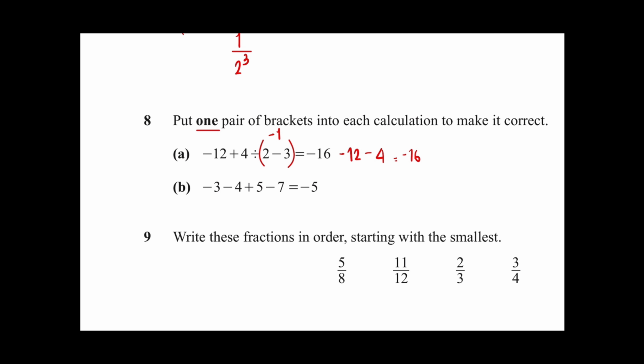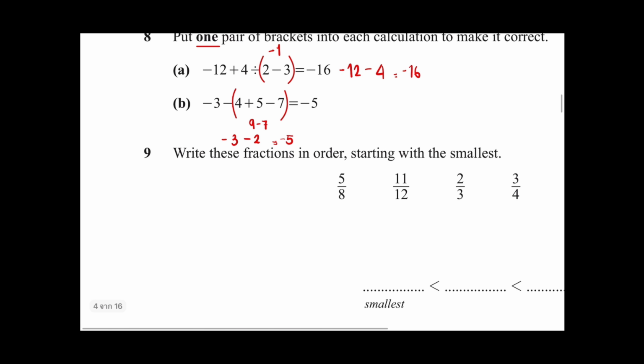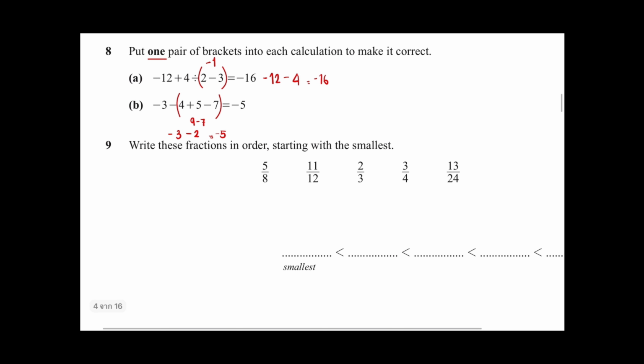And question B, I will put a bracket here, because 4 plus 5 is 9. 9 minus 7 equal to 2. And we have a negative in front of the bracket, so we will have -3 minus 2, which is equal to -5. Then question 9.